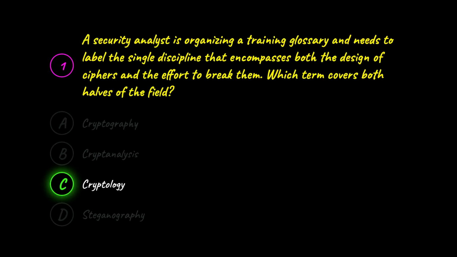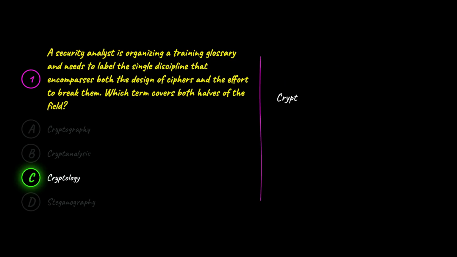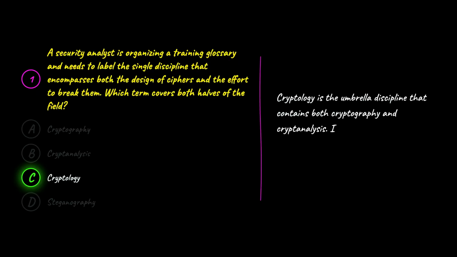The correct answer is C. Cryptology. C is correct because cryptology is the umbrella discipline that contains both cryptography and cryptanalysis. It is the whole coin of which making and breaking ciphers are the two sides.